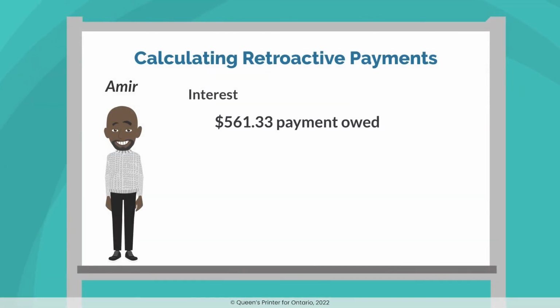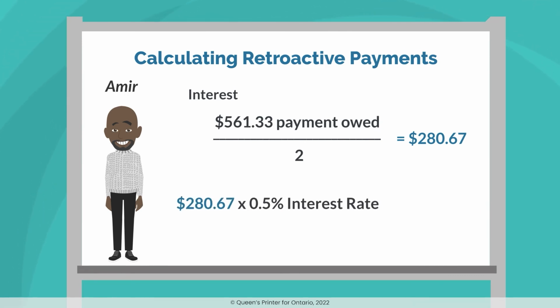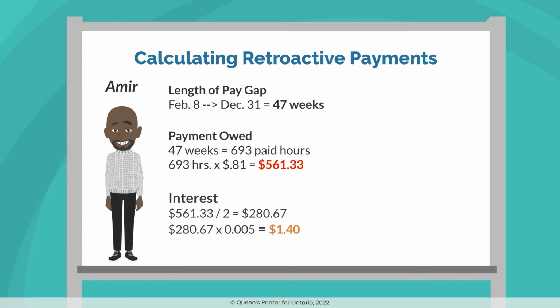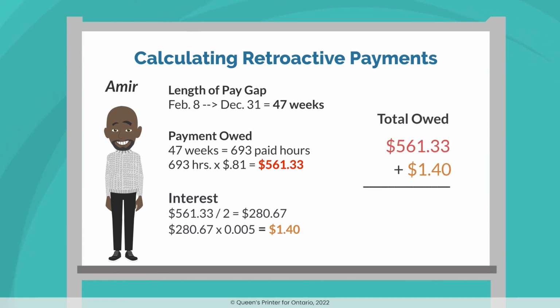So $561.33 divided in half equals $280.67. $280.67 by 0.5% equals $1.40. If we add this to the adjustment amount, then we owe Amir a total retroactive payment of $562.73.